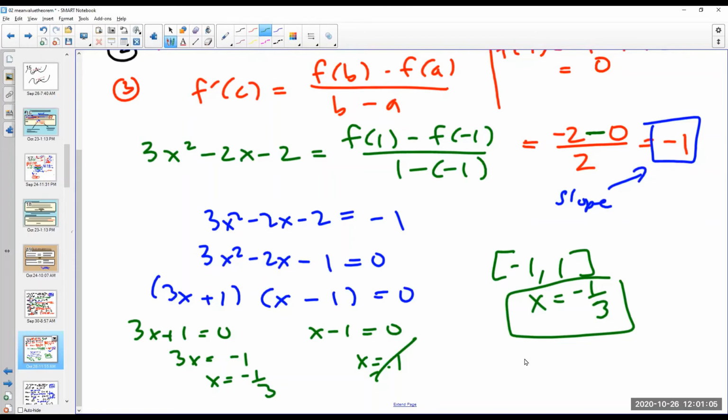Okay. It's not to say that at 1, the slope of the tangent line is not equal to the slope of the secant line. It actually is. It's just the question always is, what does MVT guarantee? And MVT never guarantees anything at the endpoints. Okay. All right. So you guys are equipped and dangerous for your homework.